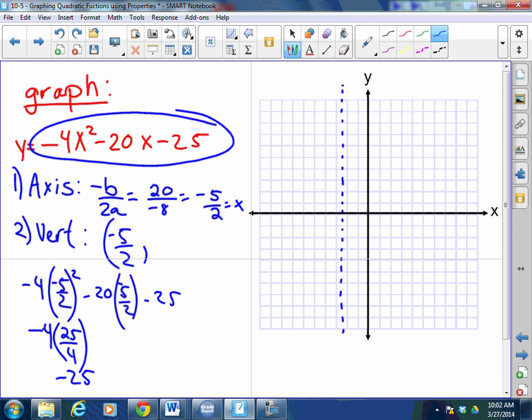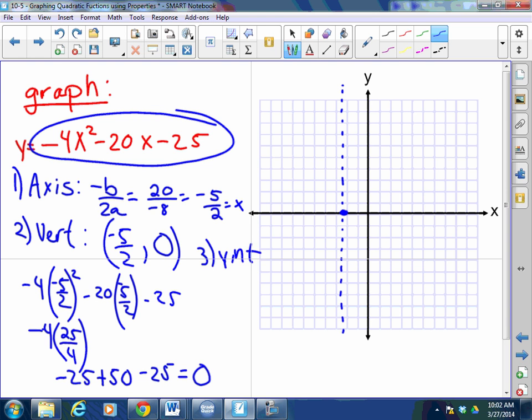Negative 20 times negative 5 halves. Some people are saying negative 50. Some people are saying positive 50. Positive 50 is correct. Thank you, my brothers. Minus 25. What's that going to equal? 0. 0. Very good. Negative 5 halves, 0. Hey, guess what? What is that already in addition to being the vertex? It's also a solution. Step 3, my y-intercept.